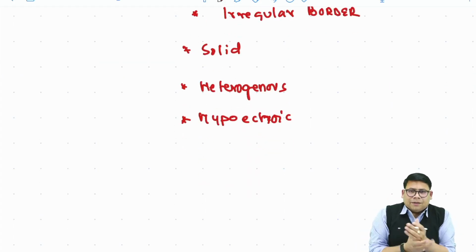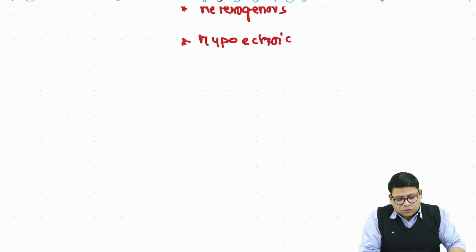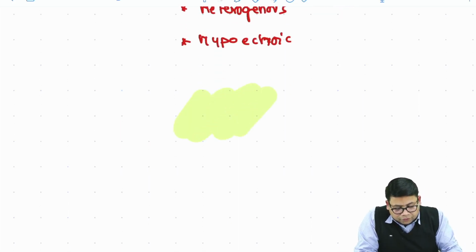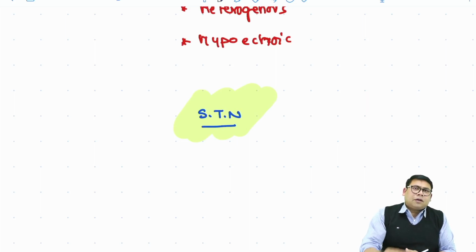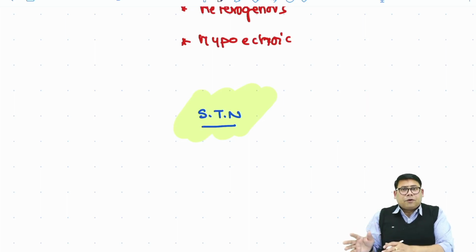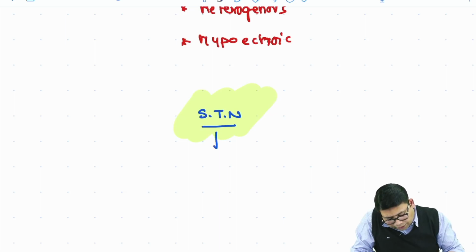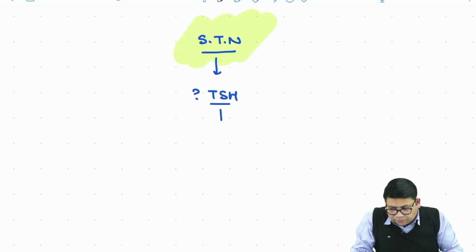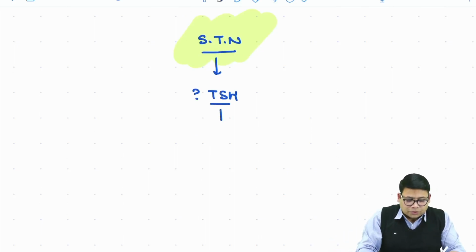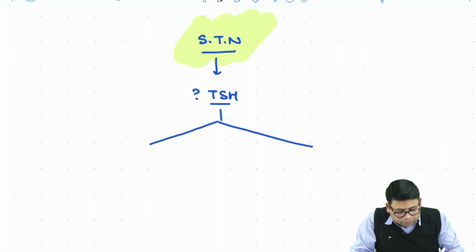Now let us have an algorithm of approach to solitary thyroid nodule. Whenever you have a patient with STN, solitary thyroid nodule, the first concern is that this patient is having a nodule in the thyroid. Is it associated with a hyperthyroidic profile of the patient, or hypo or euthyroidic profile? So the next thing that you check is the TSH levels of the patient. There could be two possibilities in the TSH levels: it could be low TSH or it could be high TSH.